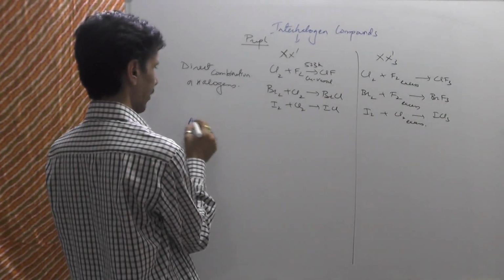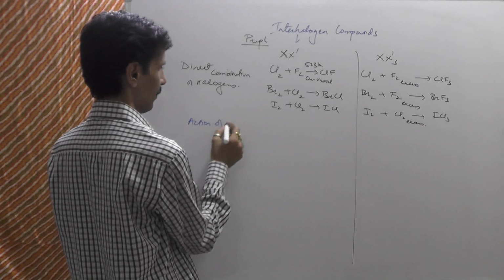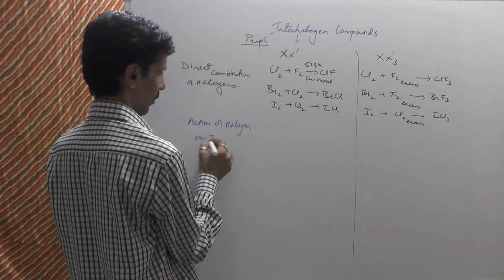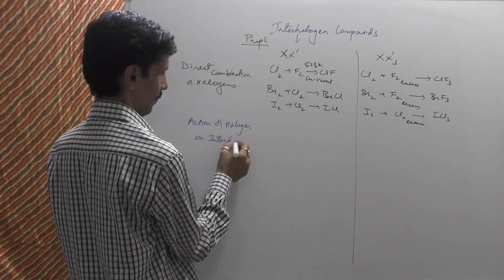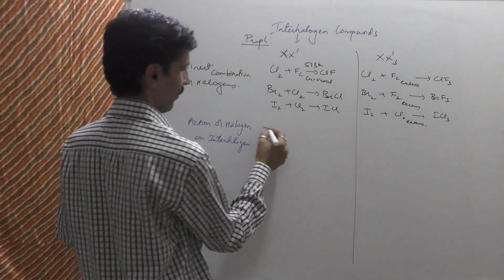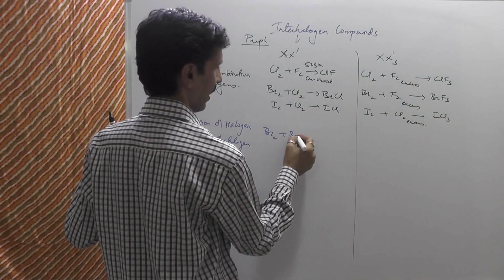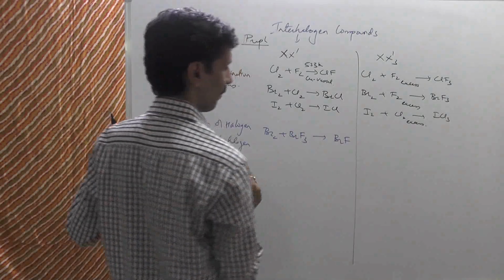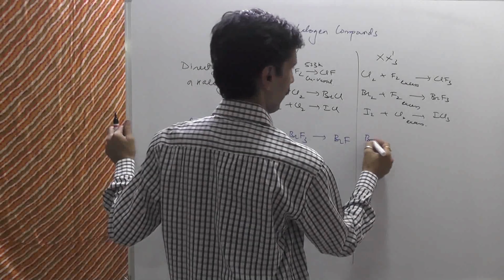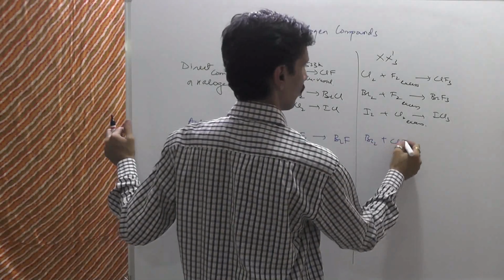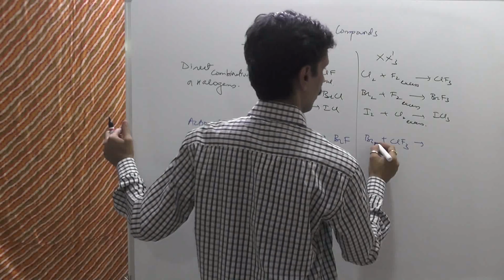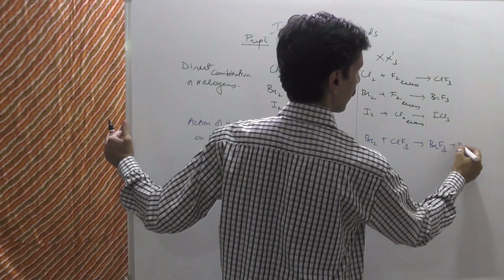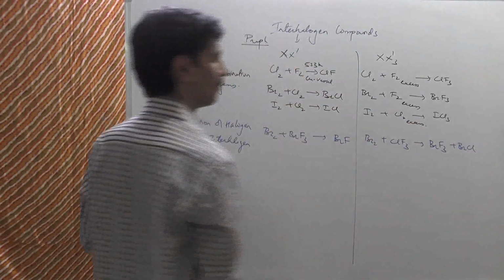Next one is action of a halogen on an interhalogen. So that means what we have is Br2 plus BrF3. So that gives you BrF. Okay. Here we have Br2 plus ClF3. So that is going to give you BrF3 plus BrCl.